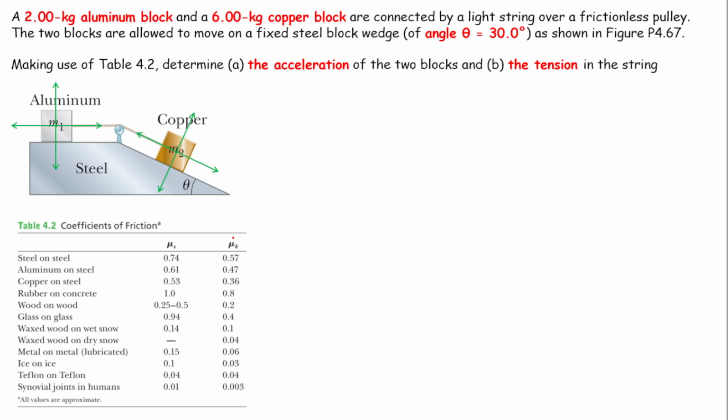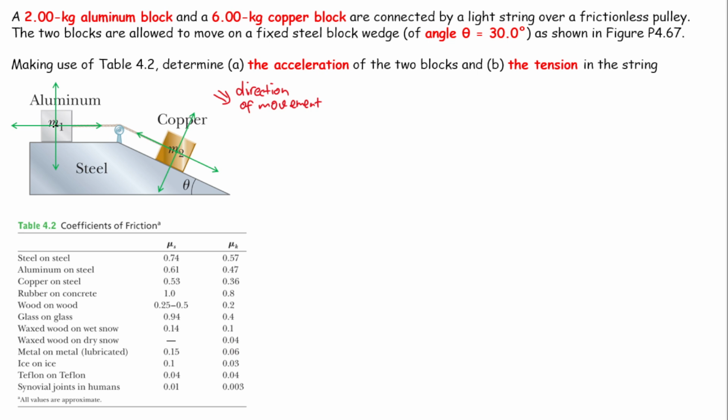Okay, so we have this copper mass here, which is 6 kilograms, and the aluminum block is 2 kilograms. By our intuition, we know that it will move that way, right? So let's assume that is the direction of movement. We need to find the acceleration of the system and then the tension of the string. Let's start with the aluminum block and draw the forces that act on it.